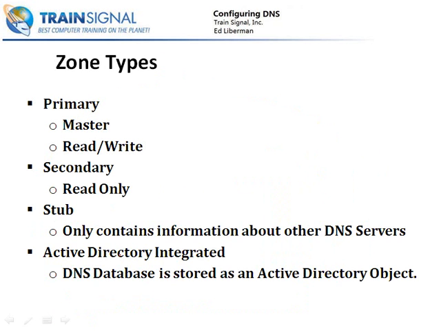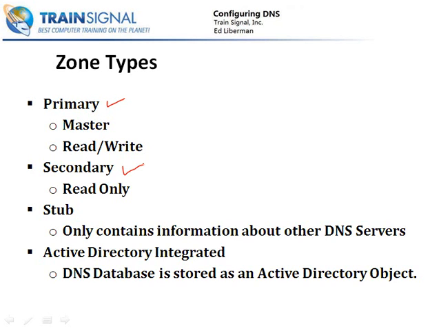Now, zones come in a few different types. First type that we have here is something called a primary zone. Now, primary zones, matter of fact, primary and secondary are what's known as standard zone types. This is how DNS used to work. It still does work this way if you want to, but it's not very common anymore.